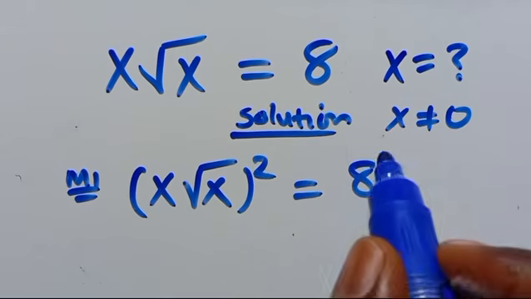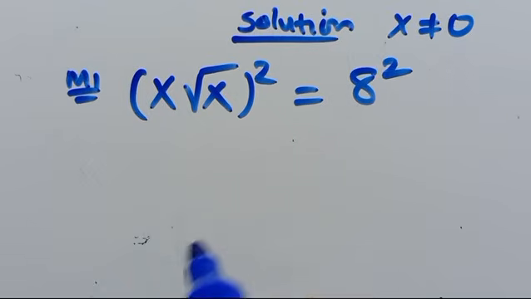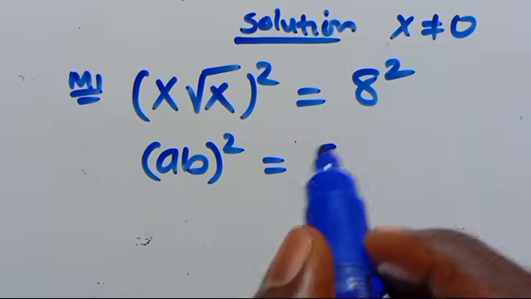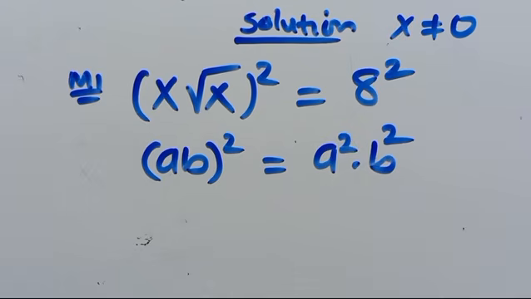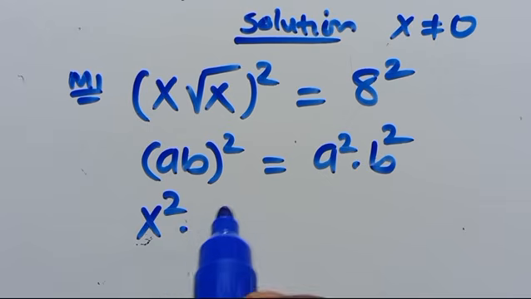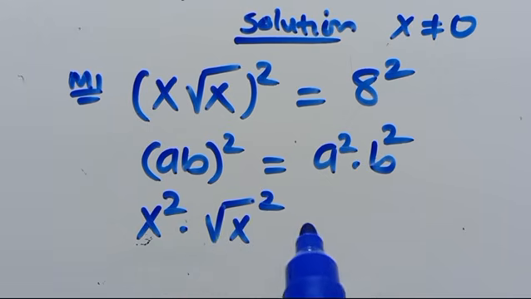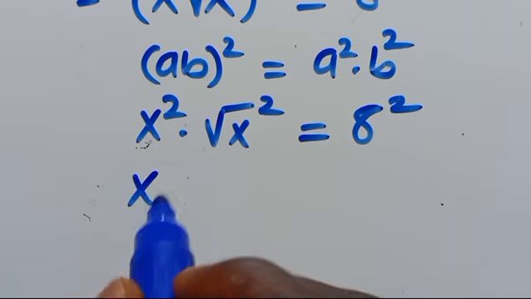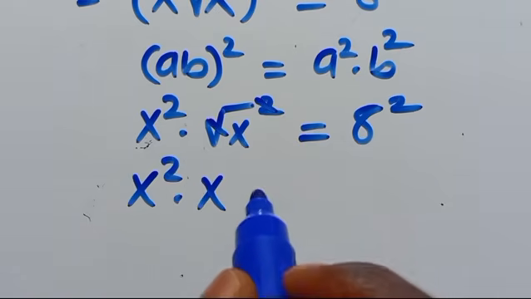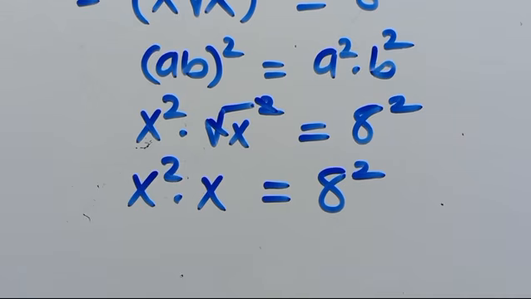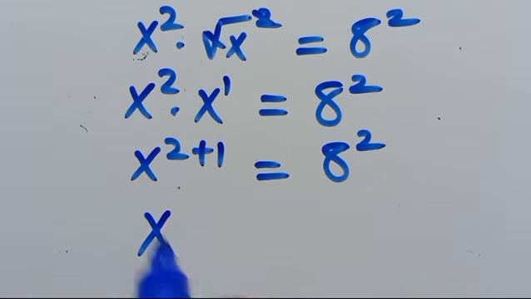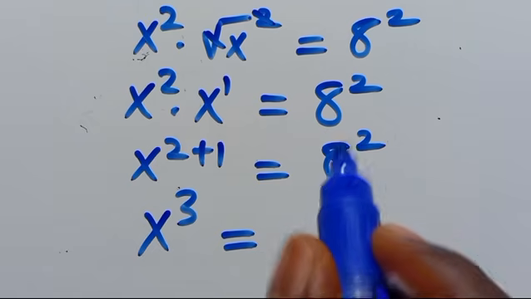Then here will be 8 squared. So from here, we have (ab) squared, from the law of indices, equals a squared times b squared. This will be x squared times root x squared equals 8 squared. Then x squared times, this cancels out this, we have x equals 8 squared. This as power 1 will be x to the power of 2 plus 1 equals 8 squared. From here we have x to the power of 3 equals 8 squared, which will be 64.